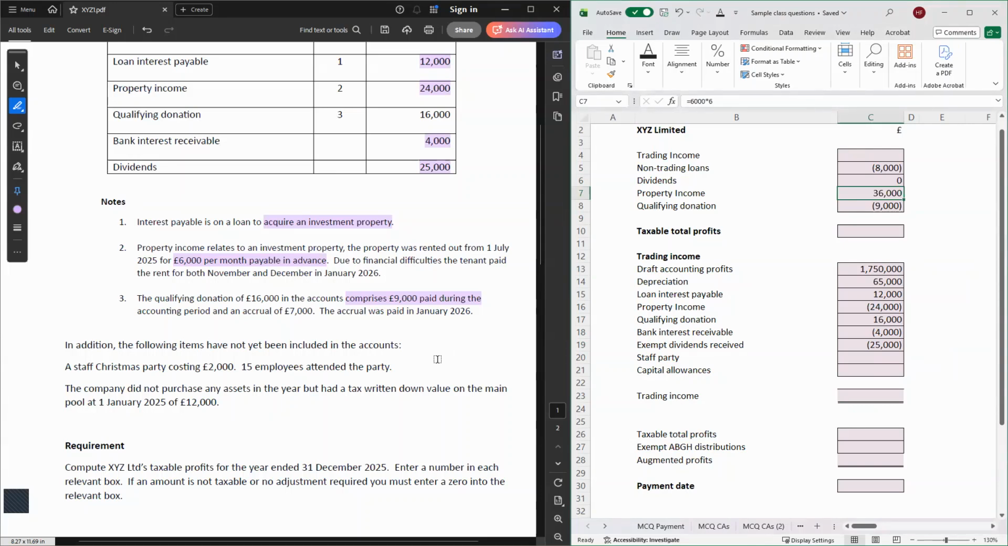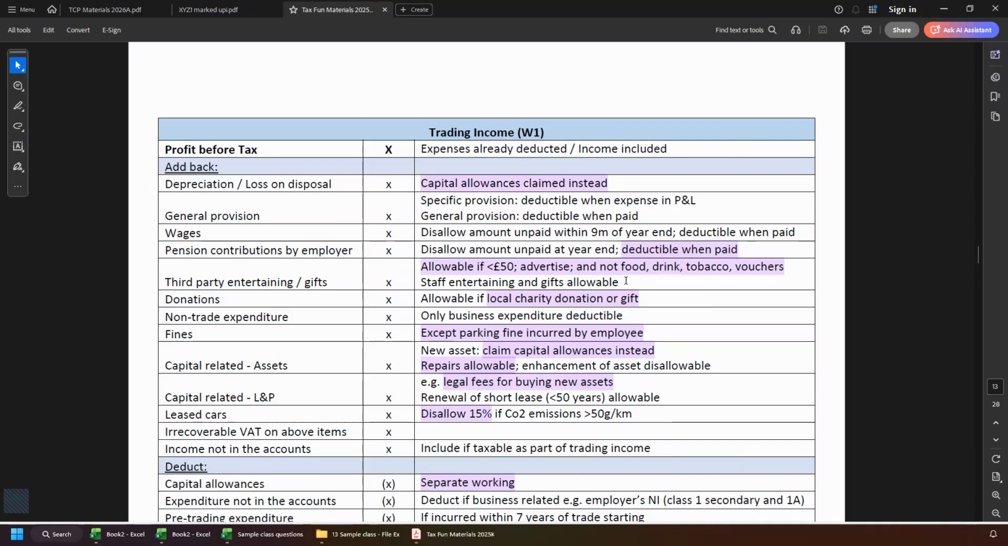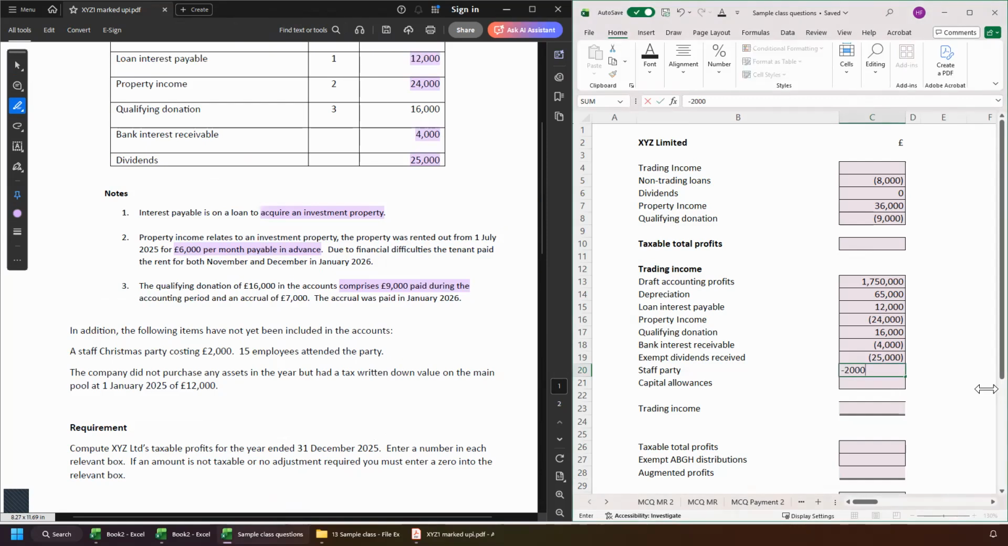15 employees attended the party. We know that for calculating trading income for corporation tax, staff entertaining is allowable. So we can deduct £2,000 here from our trading income. The question has told us how many employees attended the party, but this is irrelevant for corporation tax as we know staff entertaining is deductible.